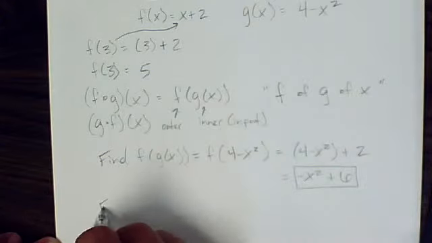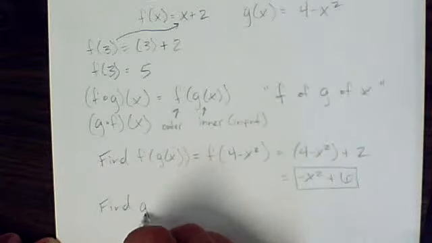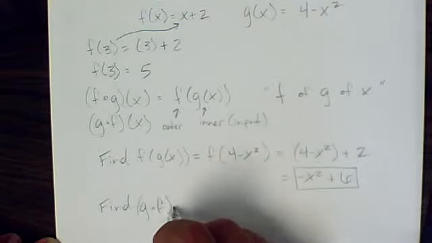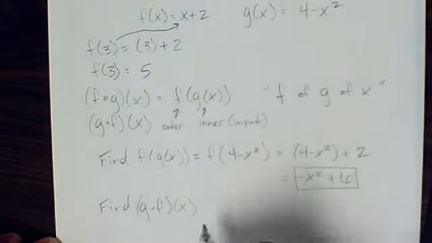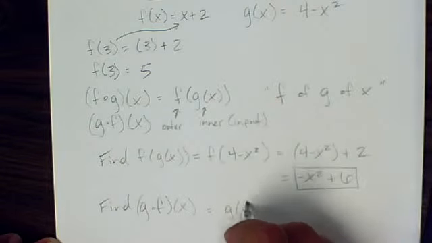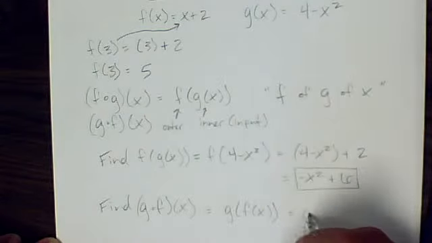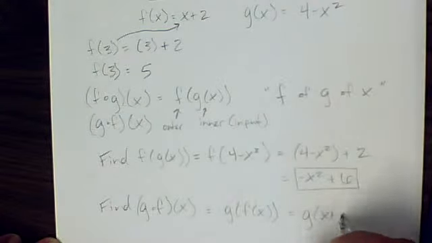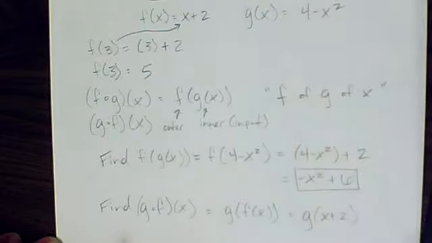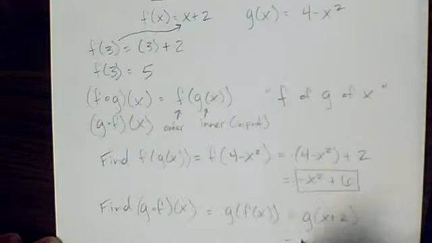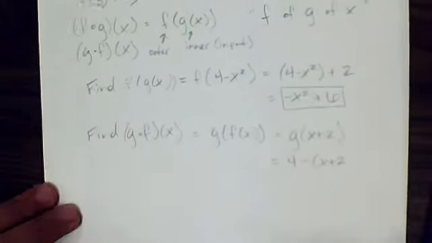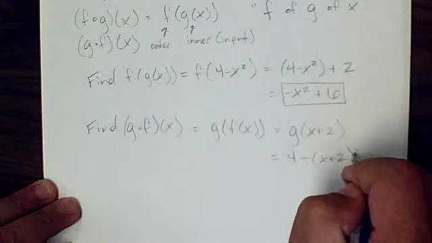Let's go ahead and find g of f of x, which is the same as g of f of x. So really what it's asking for is g of x plus 2, because that's f of x. So we would plug x plus 2 into the g function, and we get 4 minus x plus 2. Let me raise that up a little bit. 4 minus x plus 2 squared.